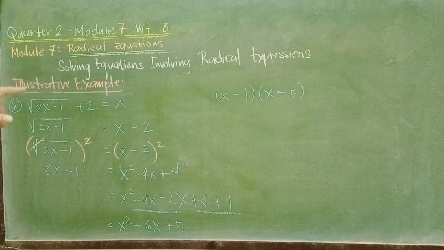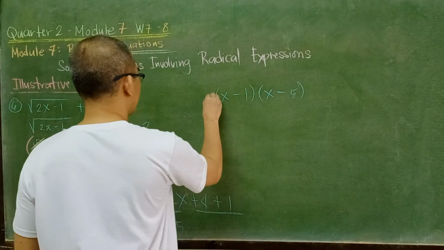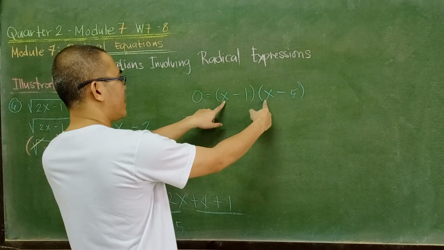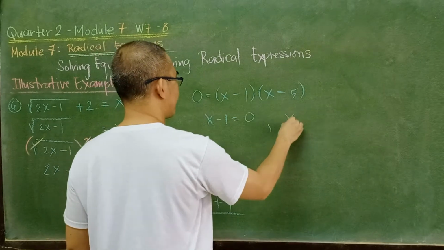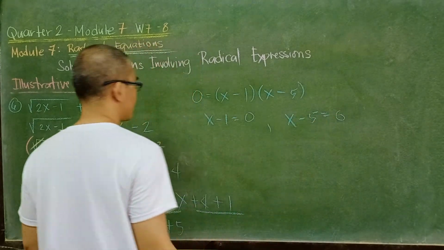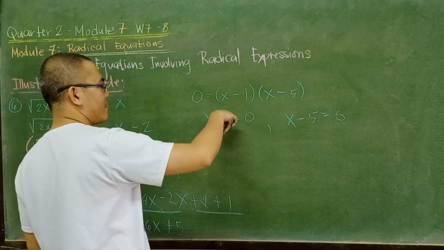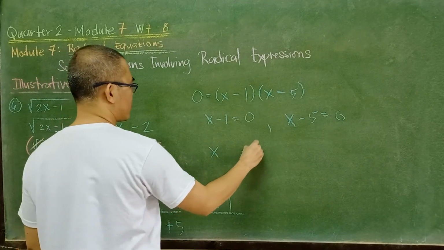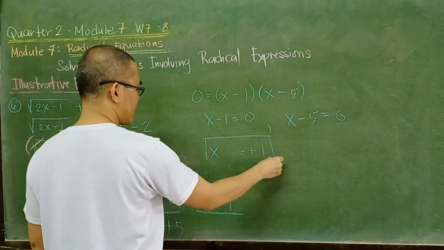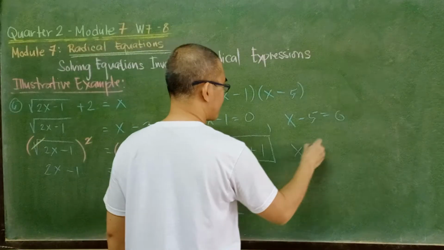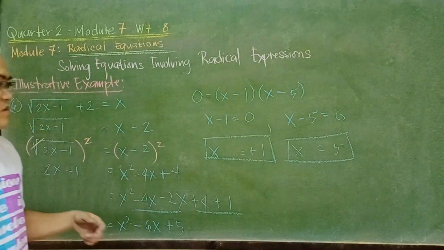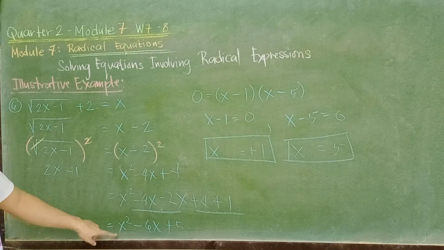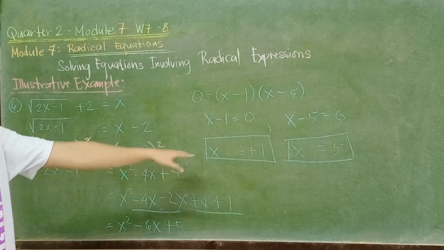So next, equate natin sa 0 yung dalawang factor para makuha natin yung value ng x. So you have x minus 1 is equal to 0 and then x minus 5 is equal to 0. So i-transpose lang natin yung negative 1 sa kabila. You have x is equal to positive 1. So isang value ng x and then x is equal to positive 5. Or it is much easier na gamitin mo na lang quadratic formula dito para makuha ang values ng x.